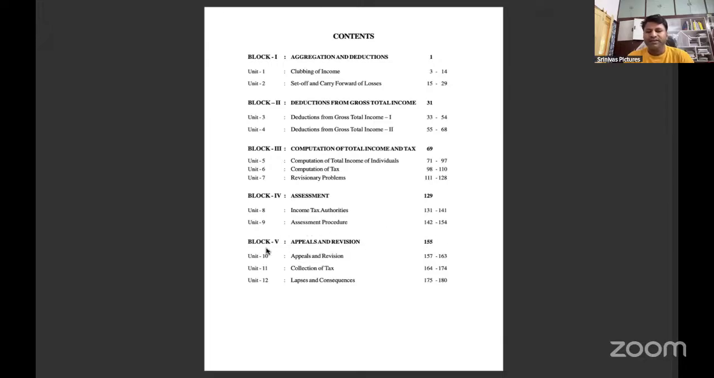After that, block 5 talks about the appeals and revisions. Appeals means if there is any problem, to whom we have to apply, and how they are going to collect the tax and the consequences of lapse. So block 4 and block 5 talk about the governance of the income tax department, that is the administration purpose, the rules and regulations framed by the income tax department. Already up to 4 blocks I completed in the previous classes.